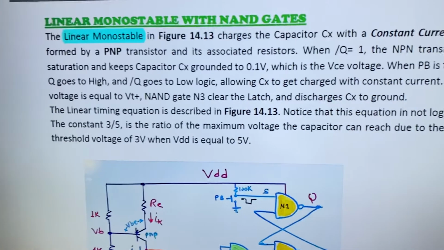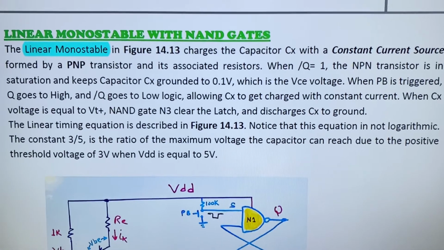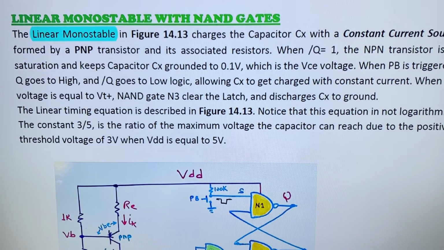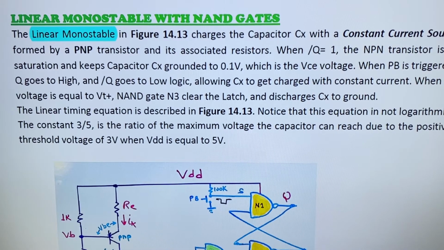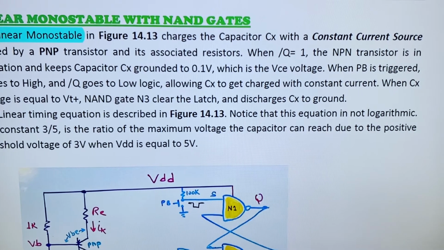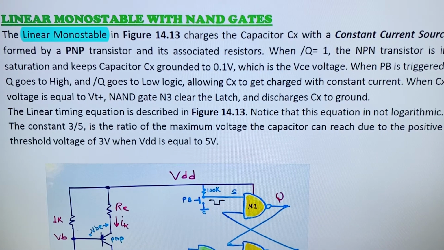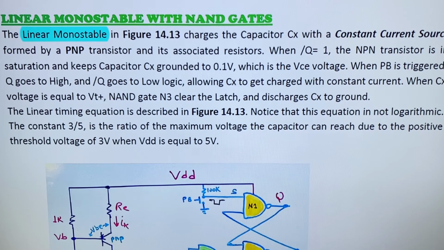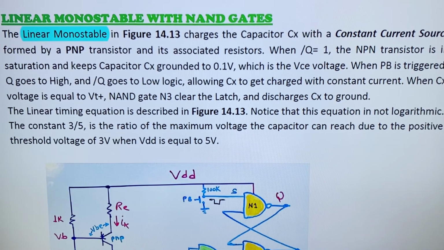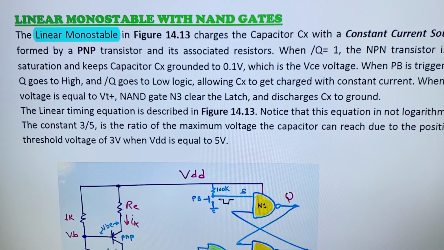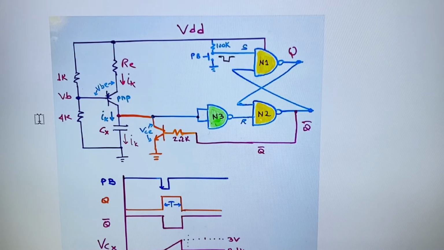So let's start with the description, where it says that the linear monostable in figure 14, because this is practice number 14 from my book, charges the capacitor CX with a constant current source formed by a PNP transistor and its associated resistors. When NOT Q is equal to 1, the PNP transistor is in saturation and keeps the capacitor CX grounded to 0.1 volts. So this is what we see here.